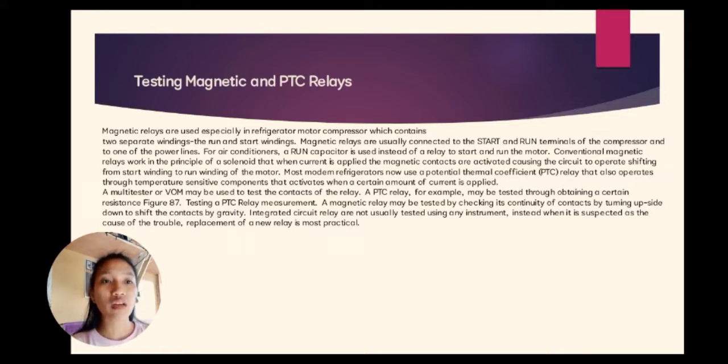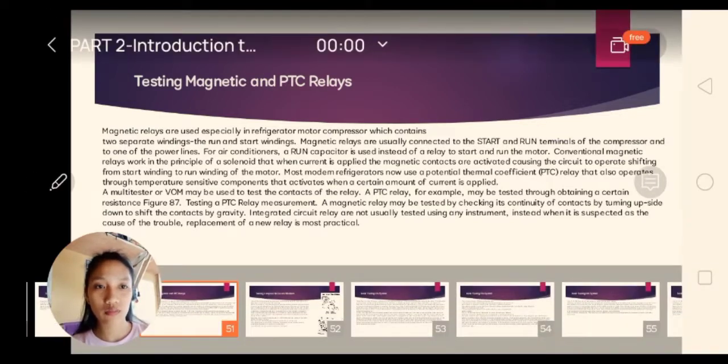A magnetic relay may be tested by checking if there is continuity at the contact, by turning it upside down to shift the contact. The overload and regulating circuit relays are not usually tested using instruments. Instead, with the relay suspected as the cause of the trouble, replacing it with a new relay is the most practical.